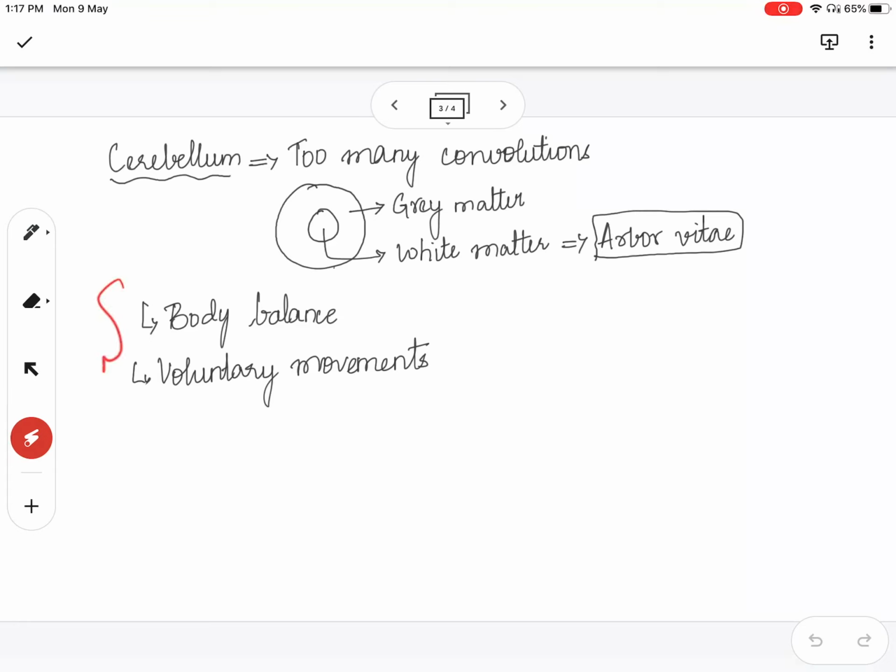Then coming to important functions. One is body balance, and taking care of the voluntary movements of the body. Why is it body balance? If I have to give an example, if a person takes alcohol in excess, the particular region of the brain that is majorly affected is the cerebellum itself. Because the cerebellum is affected by excess intake of alcohol, the person will not be able to maintain balance, and hence you can see the walking will be disturbed.